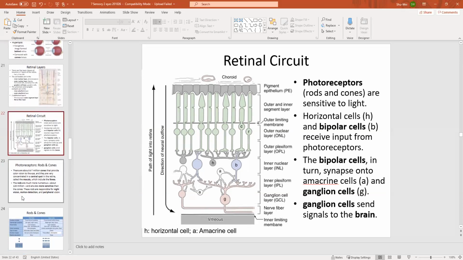A quick question could be about the sequence of these 3 cells. You should know that the signal goes from the photoreceptor to the bipolar and from the bipolar to the ganglion cells. So that's that. All right, first things first.